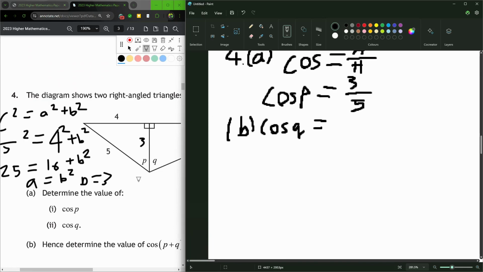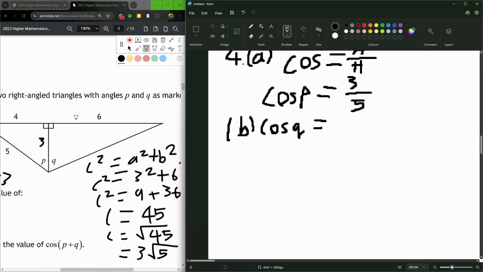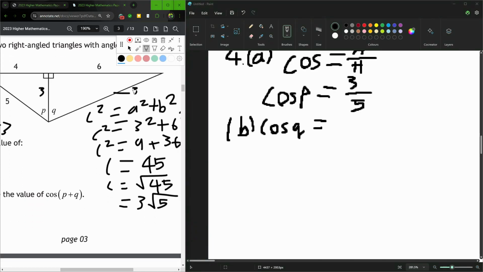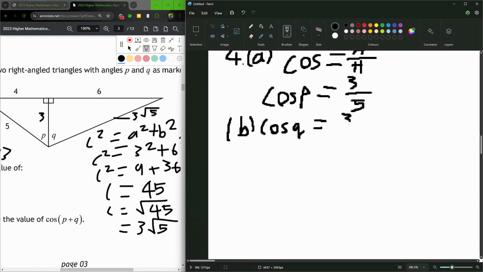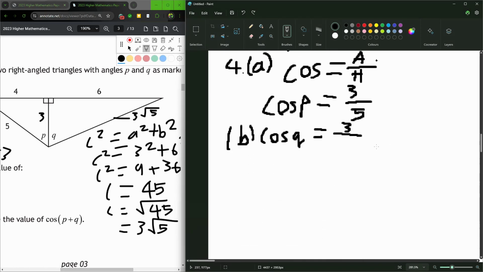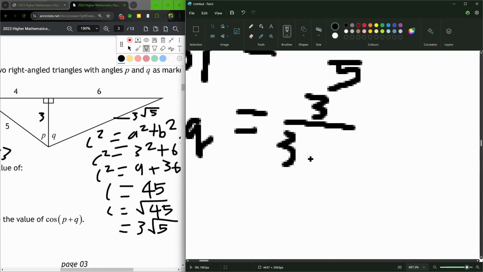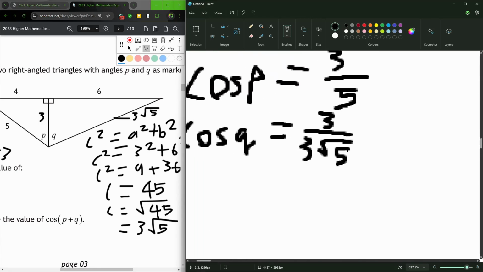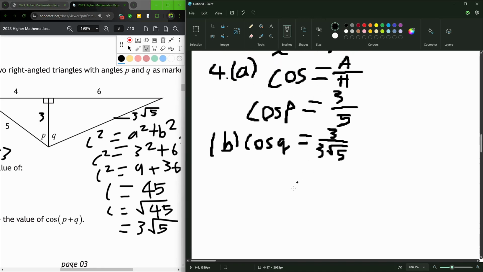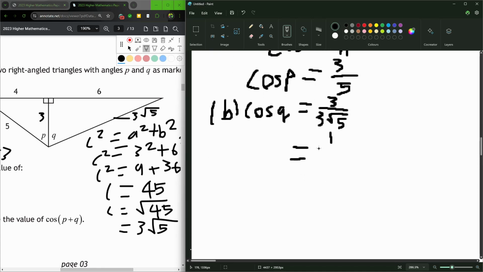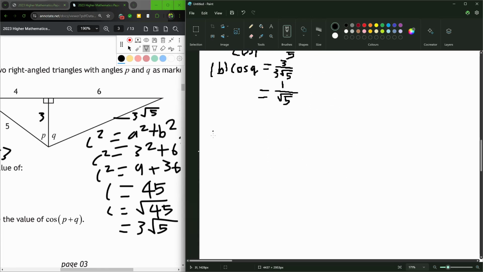And well, if you look over this side, that's adjacent over hypotenuse again, and we figured out this length here is 3 root 5. So it's going to be 3 over 3 root 5. That's way too small for folks to see it. Sorry, folks. But we can simplify that. Remember, we can cancel both 3's, so we get 1 over root 5. And there we go. There's our answers.